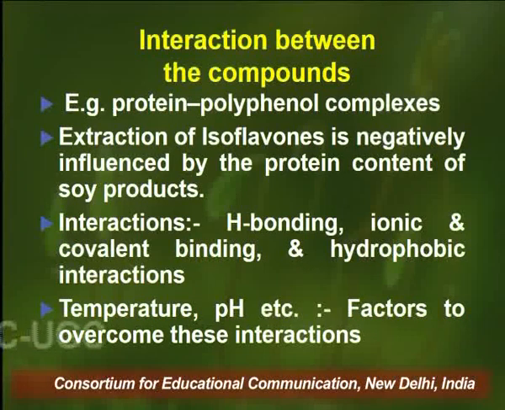So what kind of interaction can happen between different solute molecules? Hydrogen bonding can be there, ionic or covalent binding of the different solute molecules can be there, or hydrophobic interactions can be there. So these kinds of interactions, which lead to the formation of complexes within the plant matrix, sometimes have a negative impact on the overall extraction efficiency, because such complexes are less soluble in the solvent.